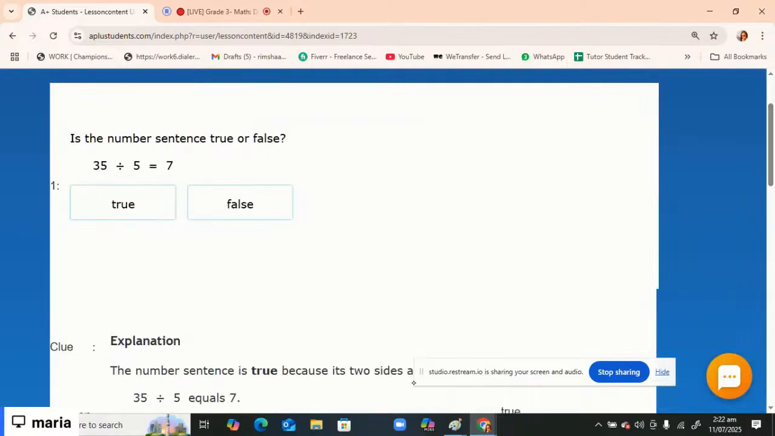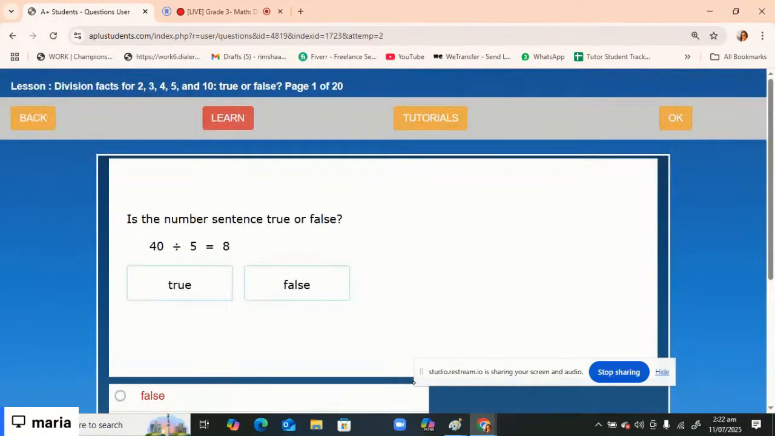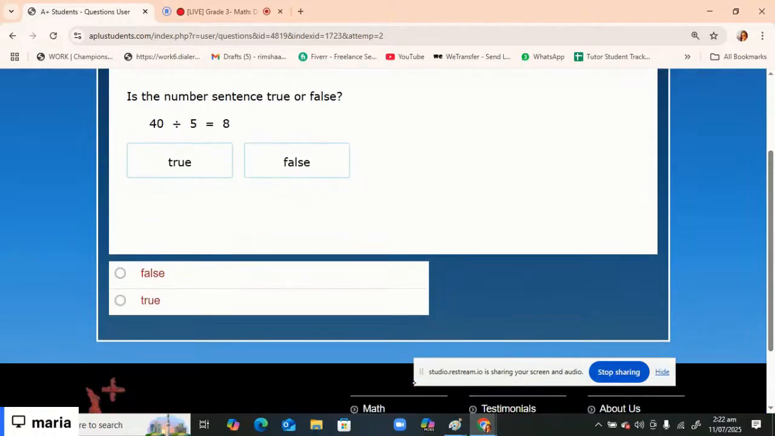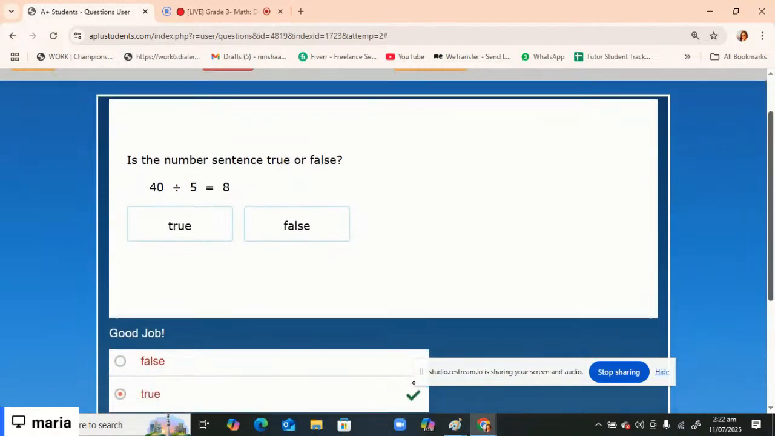Okay, now let's start the test questions. One or two test questions, then we start the next lesson. So this question we already solved. So you check it out, is the number sentence true or false? So that is true. So here we go with the second option and let's see, is the answer right? Yes, this is the right answer. Okay.